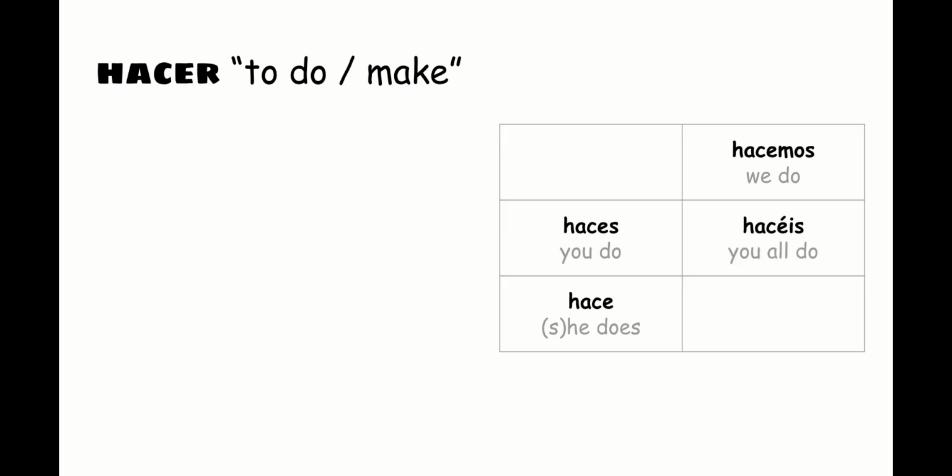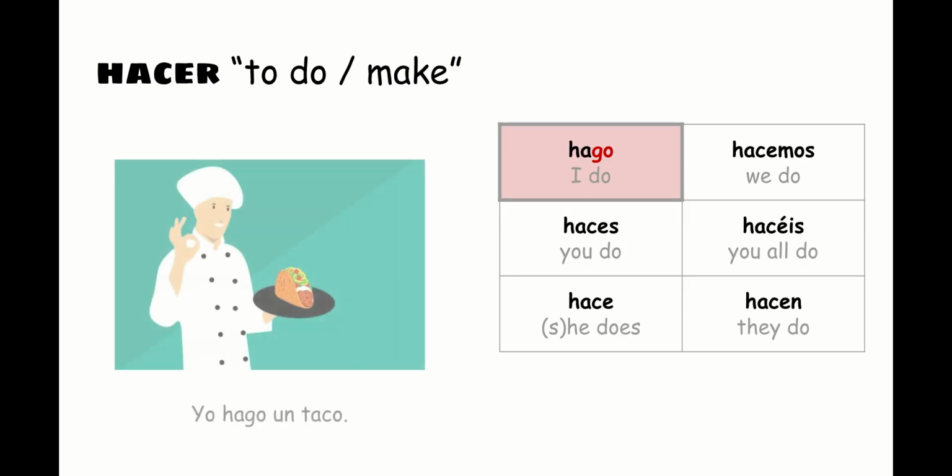Hacer means to do and to make, and easy to conjugate. Tú haces, él hace, nosotros hacemos, vosotros hacéis, ellos hacen. And in the yo form, we're going to have an irregular form, and we're actually going to get rid of the C and add the G instead and say yo hago, I do. So for example, you could say yo hago un taco, I make a taco.